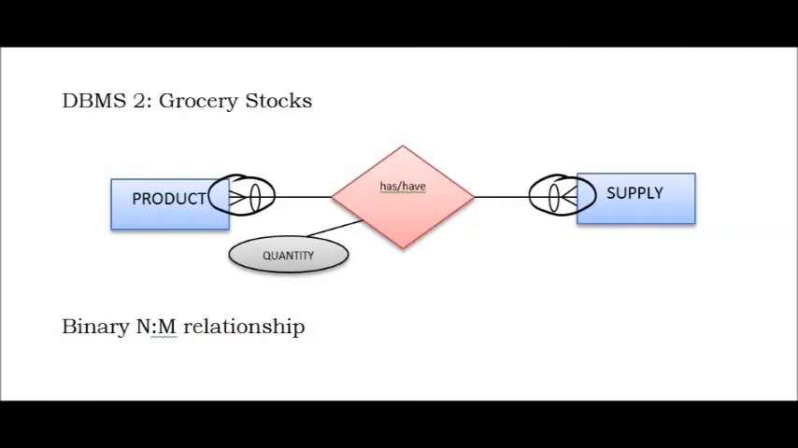So the second one is the grocery stocks. You can see it has a binary many-to-many relationship. The product and supply entities have a many-to-many relationship, because you can see it has a notation of an oval shape followed by a crow's feet on the two entities. So it has a many-to-many relationship because we are talking about goods here.